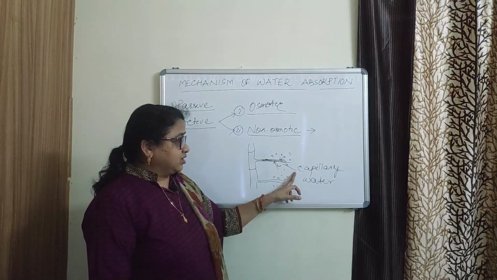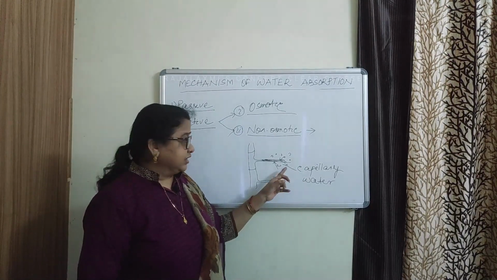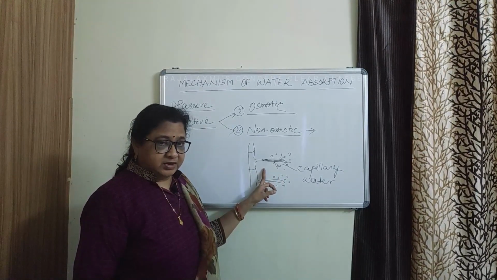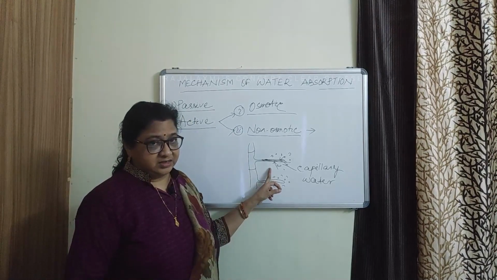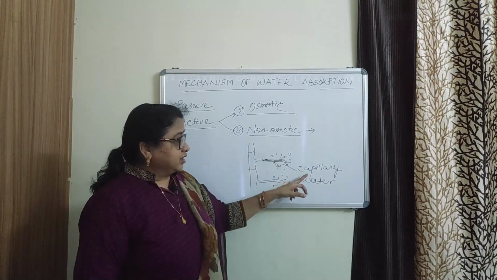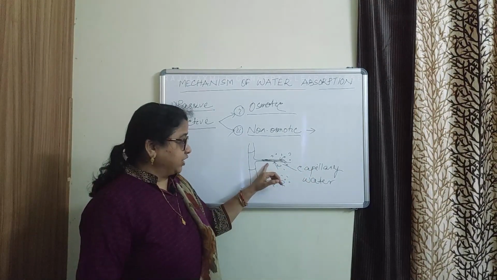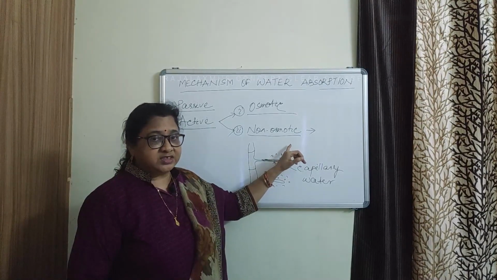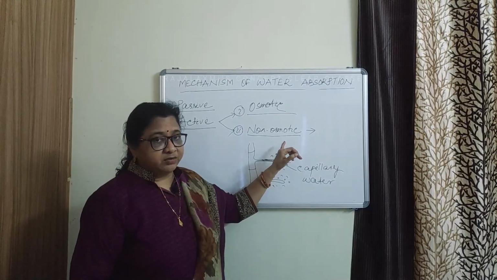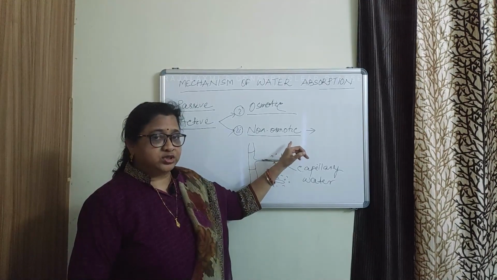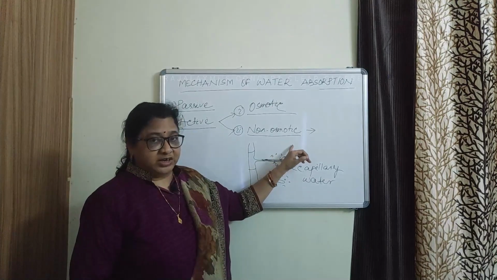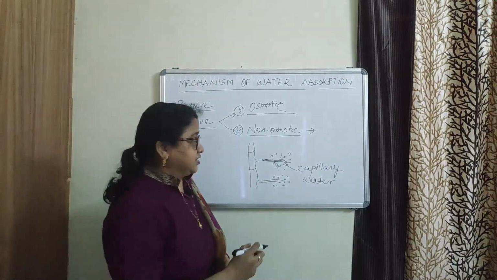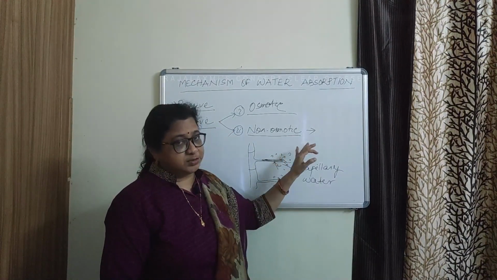Suppose the capillary water or the outside water is more concentrated than the cell sap, then at that place also water is absorbed against the concentration gradient. So in this condition, where the capillary water is more concentrated than the root hair, the water is absorbed in a non-osmotic way, that is by the expenditure of energy which comes from the respiration of the root cells. How the energy is utilized is not known, but there are some evidences which relate the rate of absorption with respiration.